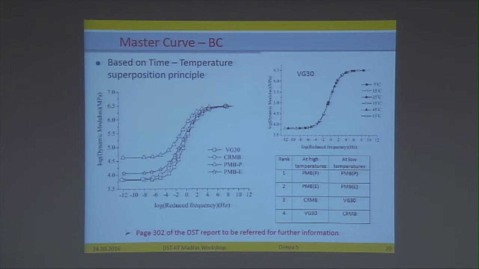And it's always advantageous to compare the binders based on the master curve, because we can get the complete trend of the response of the material over a wide frequency range. You can see that the frequency range is from 10 to the power minus 12 to 10 to the power 12. And across all the frequency range, plastomer has shown higher dynamic modulus value followed by elastomer. We can see that over lower frequencies, CRMB has higher modulus than VG30, whereas at higher frequencies VG30 has more dynamic modulus than crumb rubber modified binder.